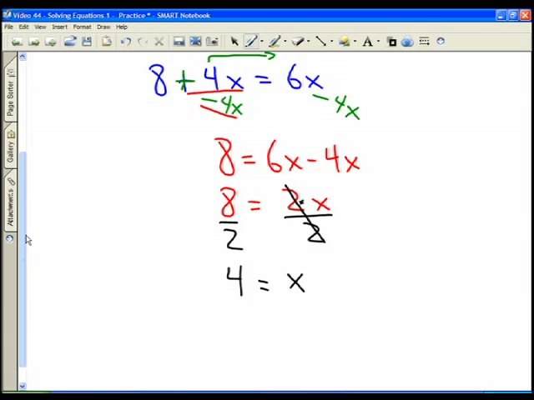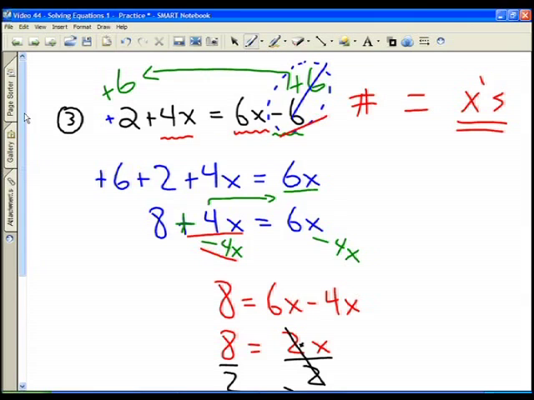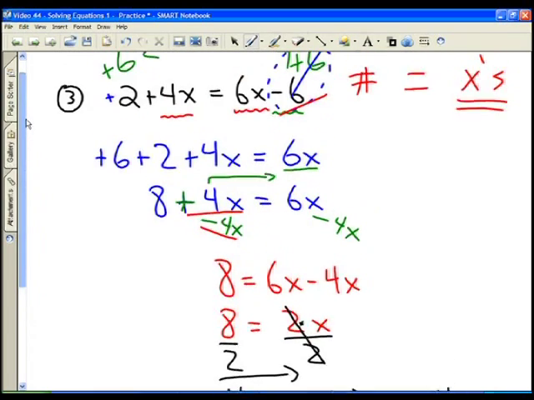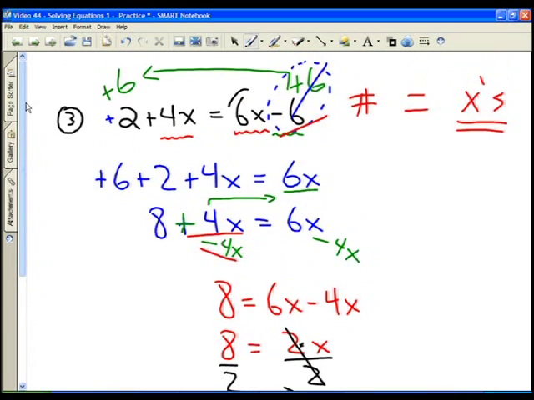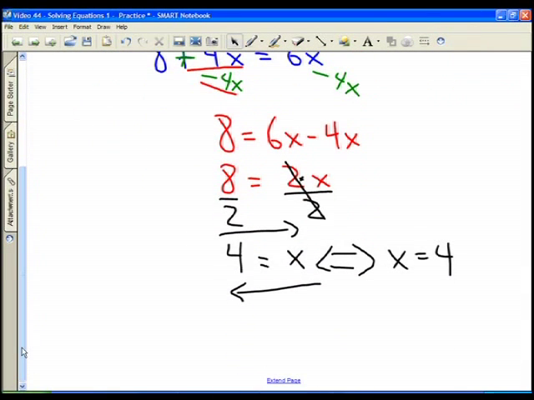And again, if you have 4 equals x, or you read it this way and you have x equals 4, these two statements are exactly the same. So when you did this problem, if you moved all your x's to the left and all of your numbers to the right, once you divided, you still would have got the same answer. The only reason why I usually move the x's to the side with the larger number in front of the x is to avoid difficulty with negatives. So that gives you some practice with solving simple equations.